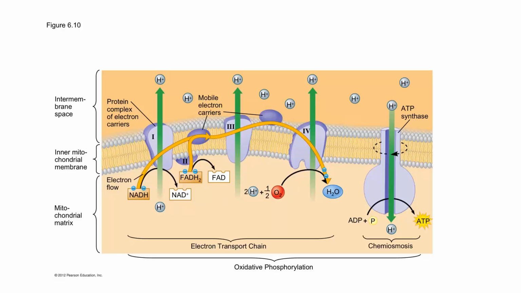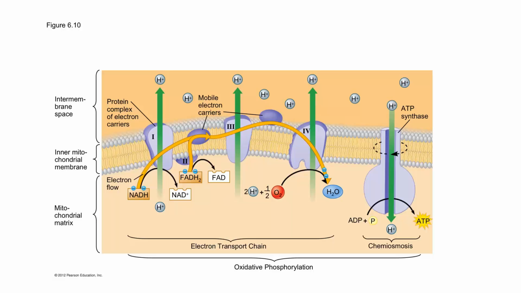Once they're in the intermembrane space, now we have a gradient with more protons in the space than the mitochondrial matrix. This gradient is going to be what activates ATP synthase at the end, so we can make ADP and P into ATP. Again, it's the protons getting pumped out to the intermembrane space that creates a gradient that ultimately activates ATP synthase, which takes an ADP plus a P and puts them together to make ATP.